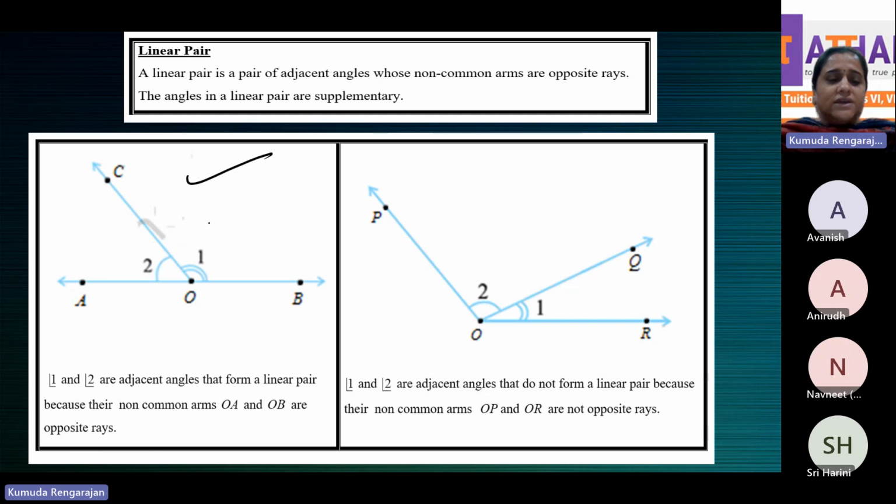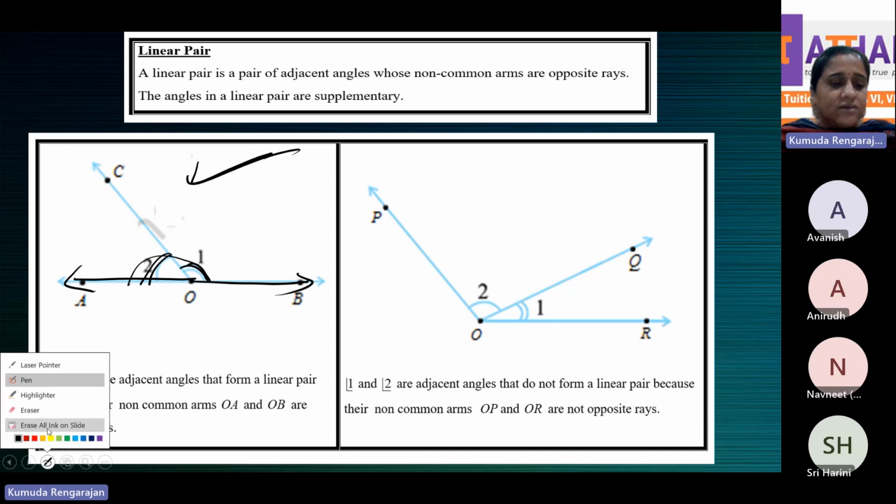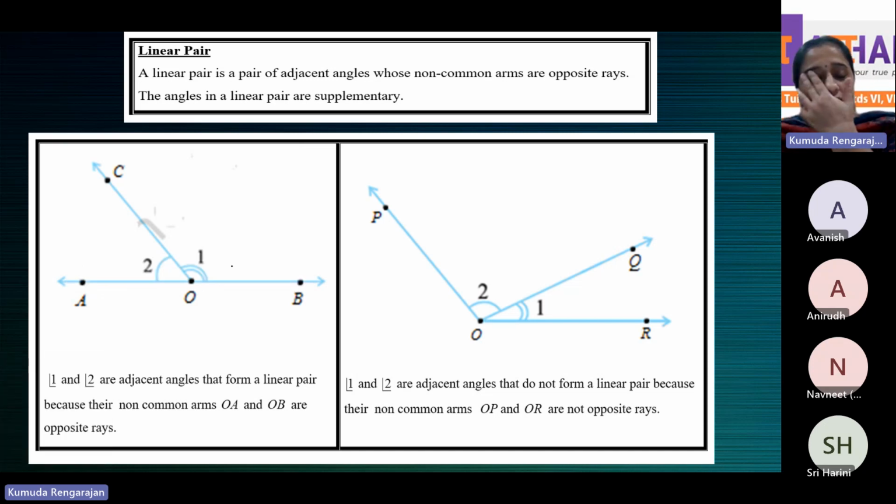So in this figure, angle 1 and angle 2 are adjacent angles. They form a linear pair because OB and OA are going in opposite directions. And because they form a linear pair, angle 1 plus angle 2 is equal to 180 degrees.